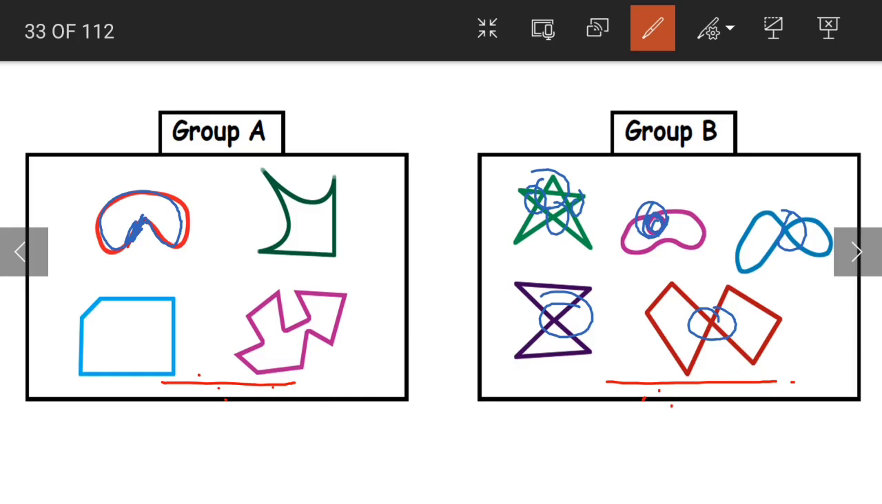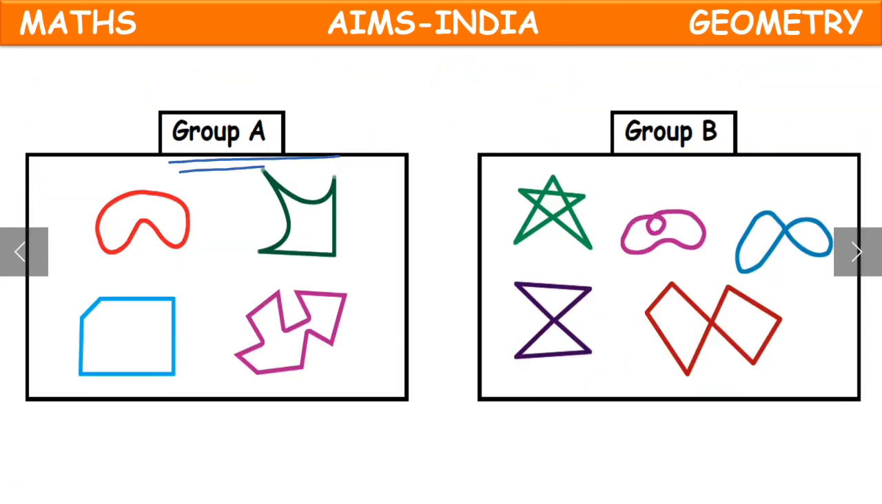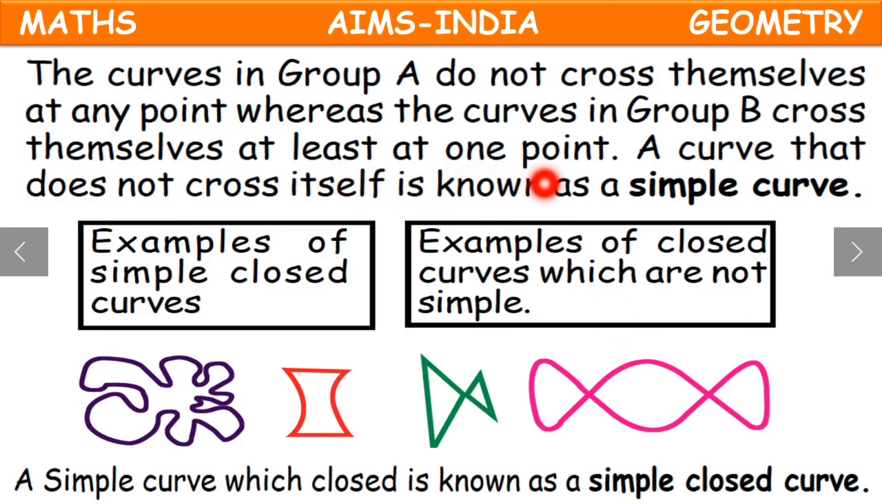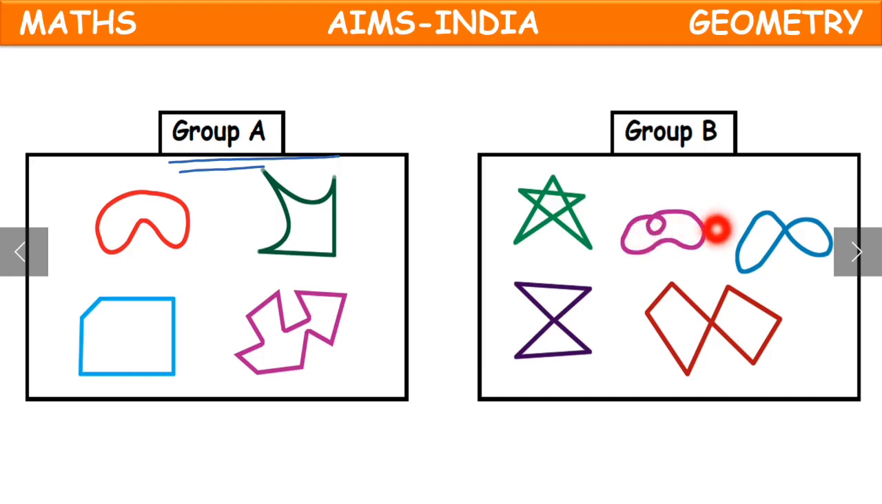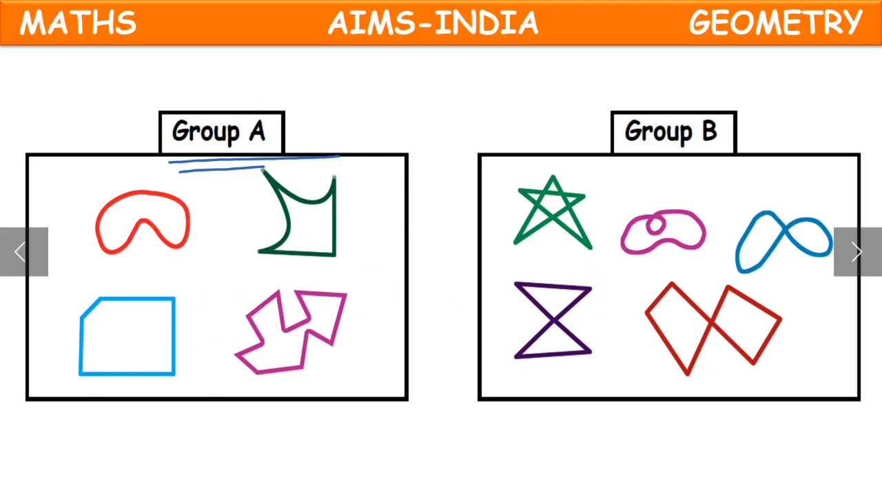So what is the difference between the figures in group A and group B, children? The figures in group A do not cross themselves. It's a single line. They are not crossing their path. That means they are not overlapping. We cannot see one line over the other in group A. Whereas in group B, the figures are crossing their paths at least one point. See here, in these four figures it is crossing at only one point, but if you look at this, it is crossing at many points. So that is the difference between the figures in group A and group B.